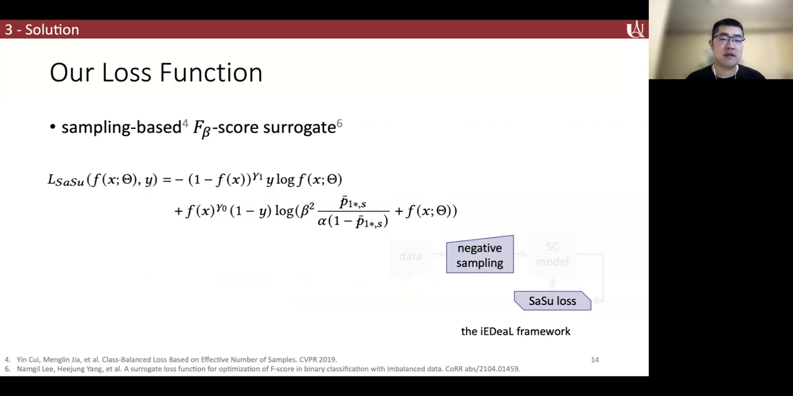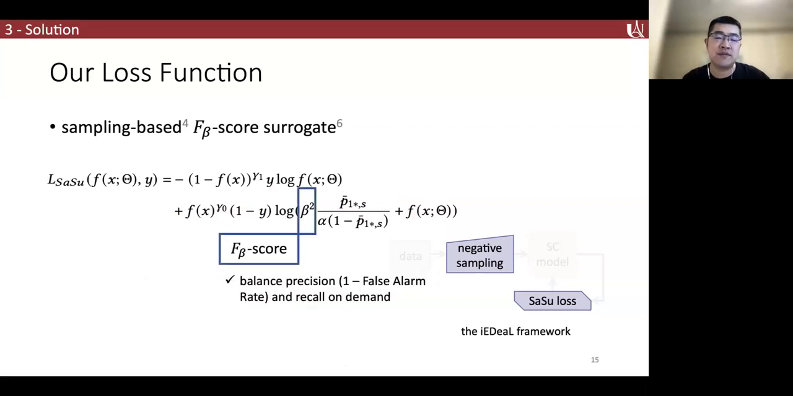Our loss function, as we show here, has a somewhat complex formula. We will not go into the details, but just introduce some design intuitions of this formula. First, we have the beta term. Beta, as in F beta, balances precision and recall. In neuroscience, the false alarm rate is important, and precision here equals 1 minus the false alarm rate. So by introducing the F beta score in this equation, we can tune the false alarm rate based on the demand of the neuroscientists.